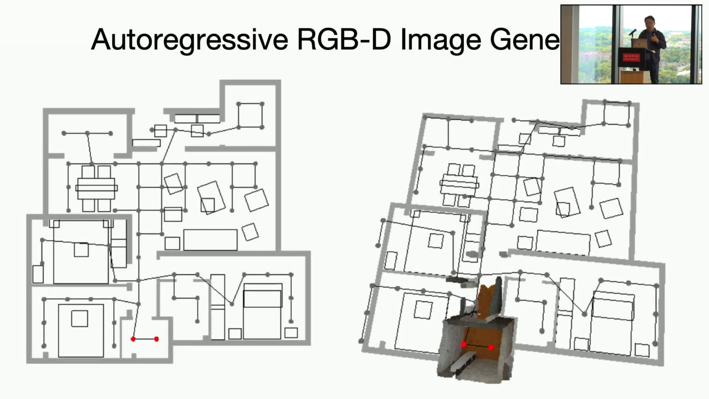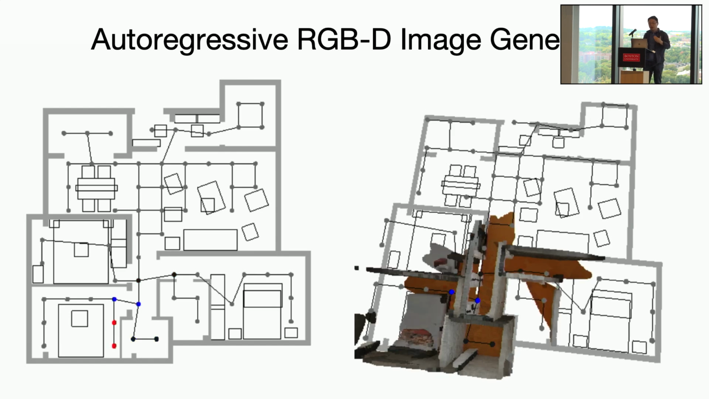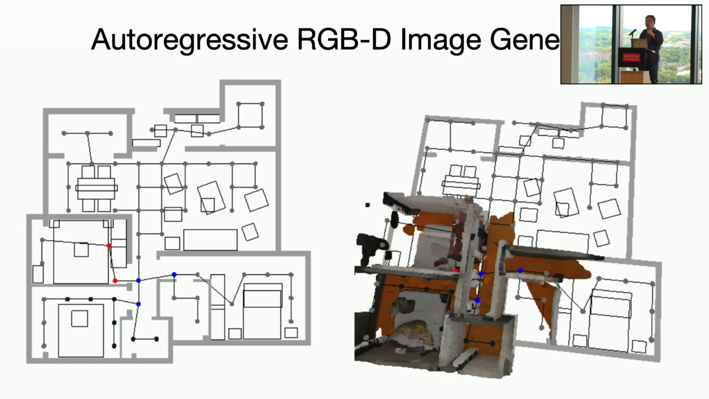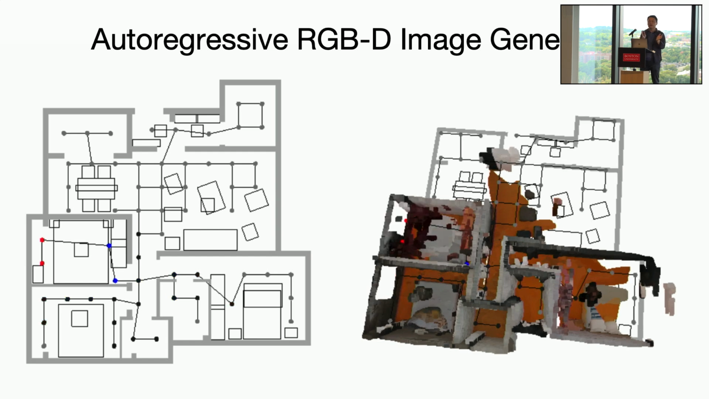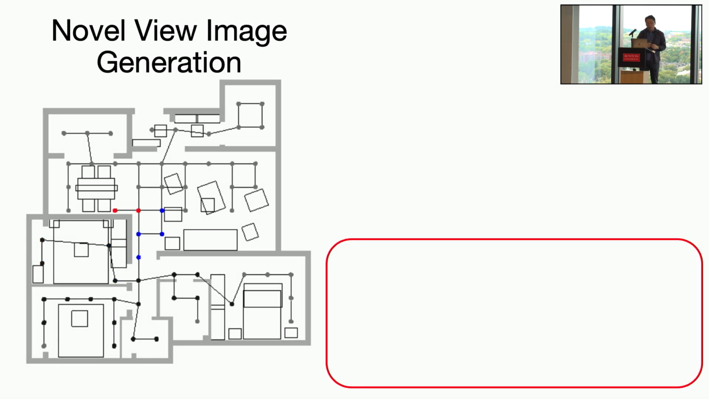And like I said, we visit different locations incrementally or autoregressively to generate all those observations, right? By observations, I mean colorful images and depth images. And then on the right, I'm showing basically stitching them together, so we have a global point cloud view.